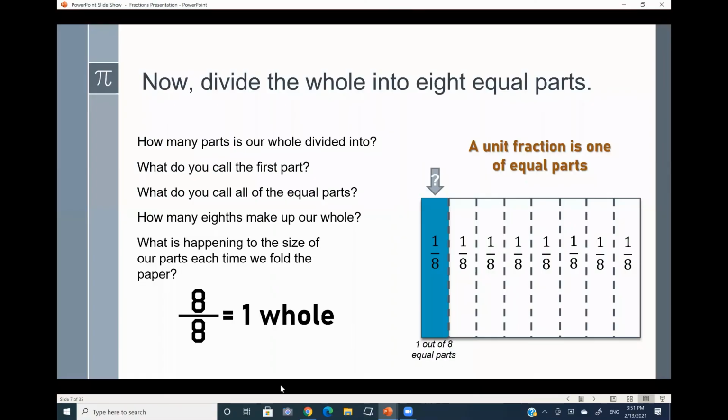Now, if you have noticed, every time we keep on cutting the same whole into more pieces, the parts are becoming smaller and smaller. So remember, if you cut your whole into more pieces, the pieces are becoming smaller because the whole has still the same size and the parts are becoming smaller and smaller.